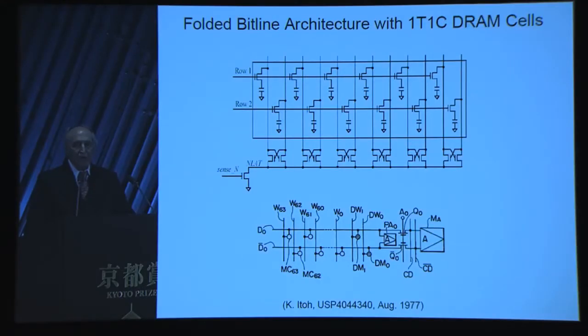Starting in the middle 1970s, our group in IBM Research, led by Dr. Critchlow, worked closely with a manufacturing team in Burlington, Vermont, to develop IBM's first one-transistor DRAM chip product, shown in the next slide.